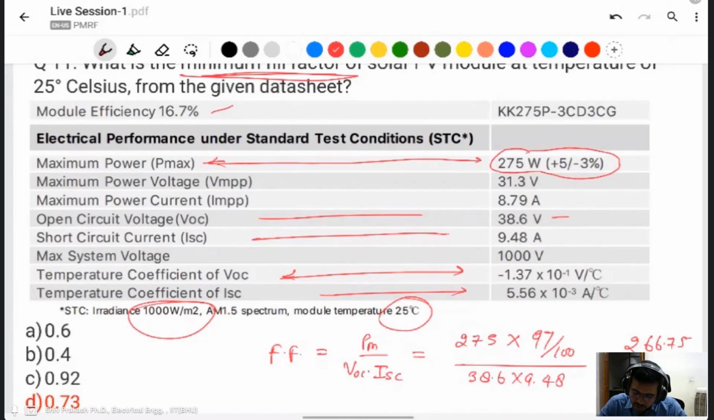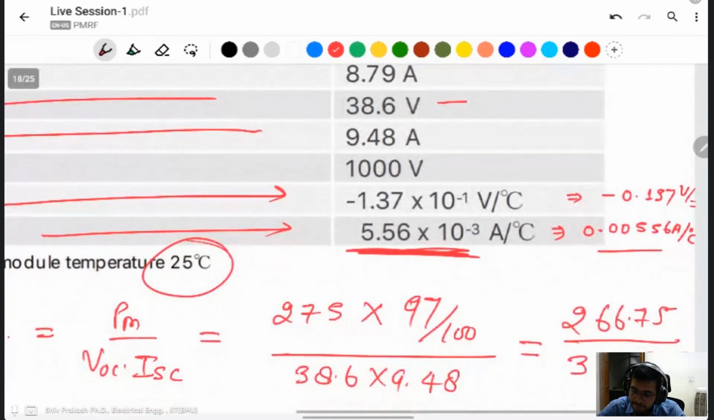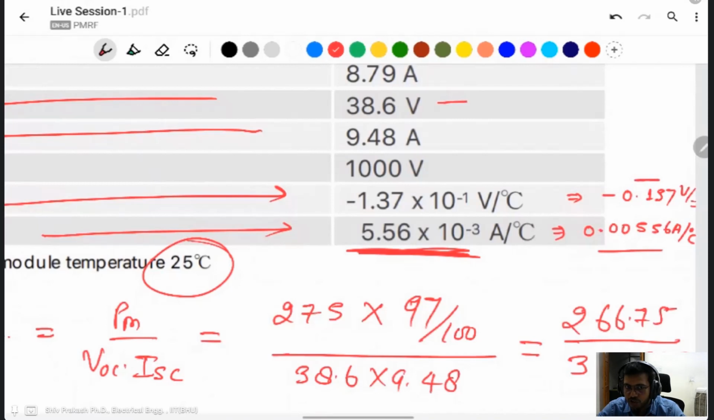You can observe here that the temperature coefficient of short circuit current is very small compared to the change in open circuit voltage. This can be written as 0.00556 ampere per degree centigrade, positive, but the voltage one is negative, written as 0.137 volt per degree centigrade. This change will be more than the change in the short circuit current. That's why the power will be reduced.